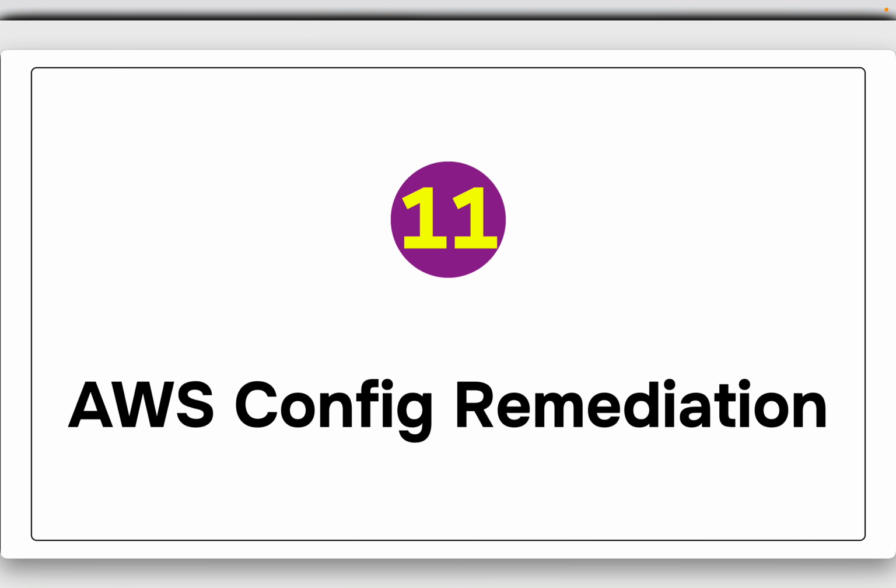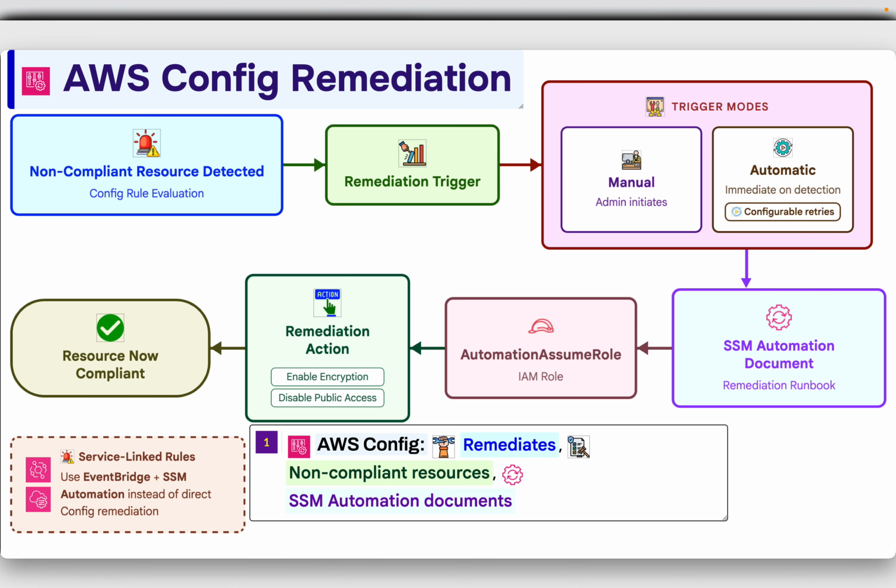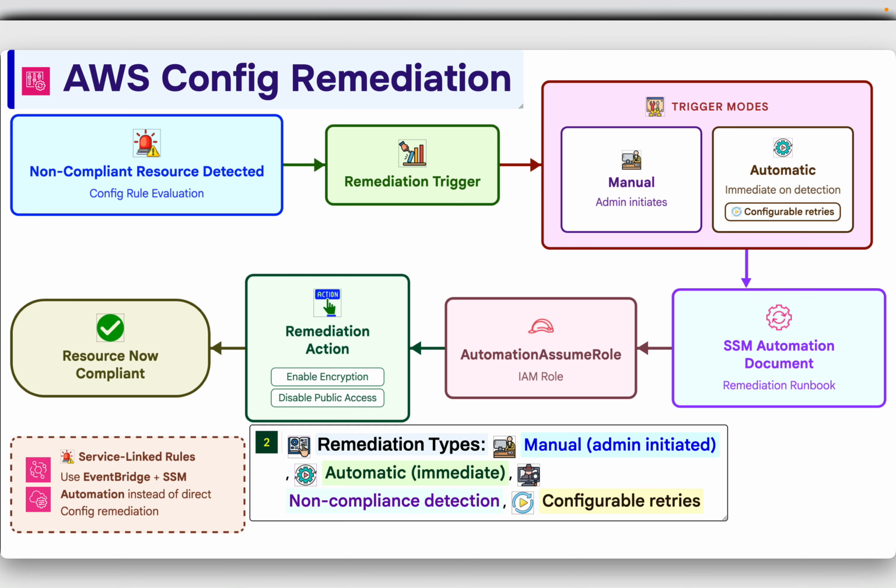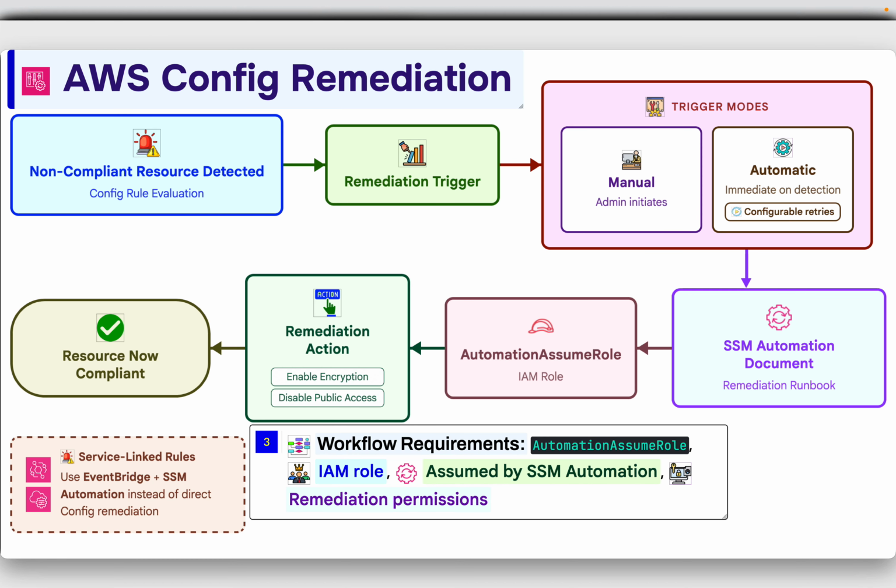11th topic is AWS Config remediation. AWS Config remediates non-compliant resources using SSM automation documents. And SSM is Systems Manager. Remediation types: the remediation types are manual, which is admin initiated, and automatic, immediate on non-compliance detection with configurable retries. The workflow requires an automation assume role, an IAM role assumed by the SSM automation with remediation permissions.